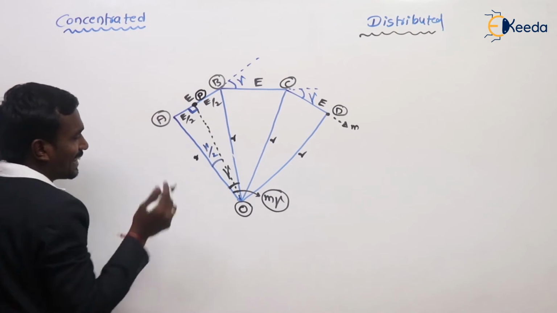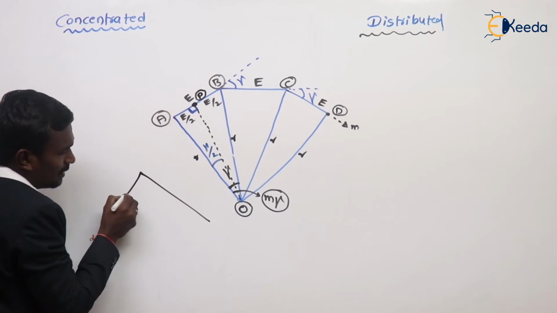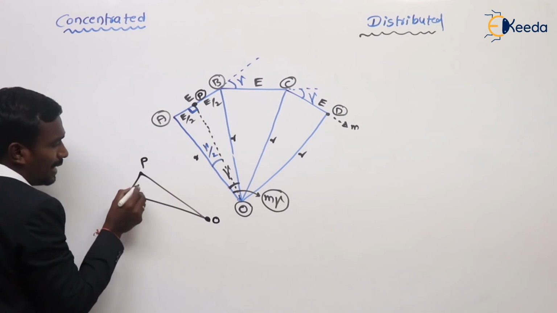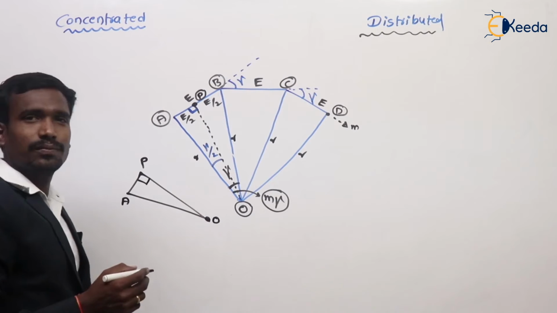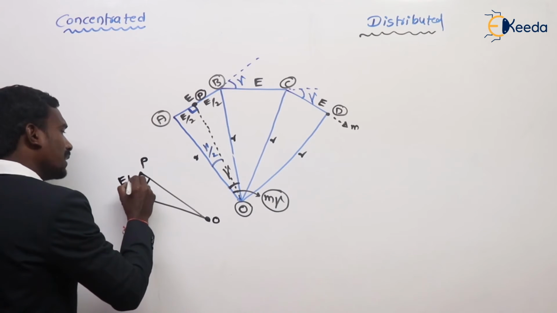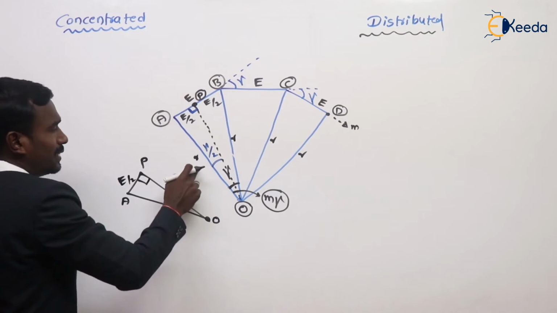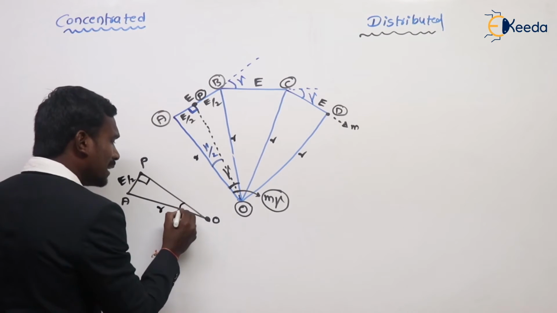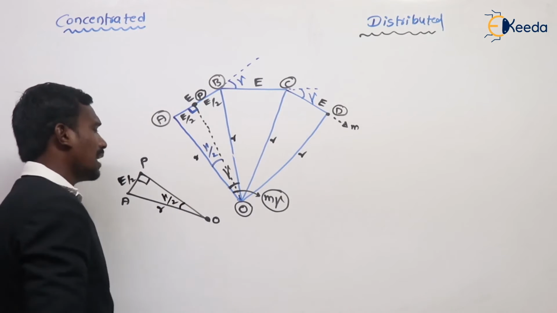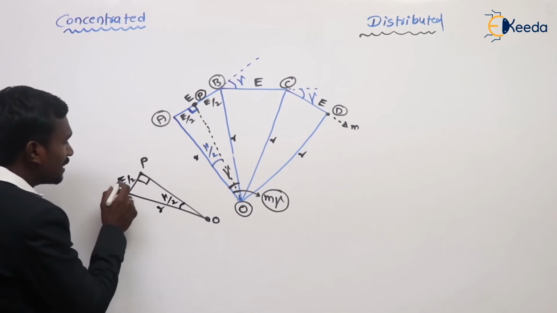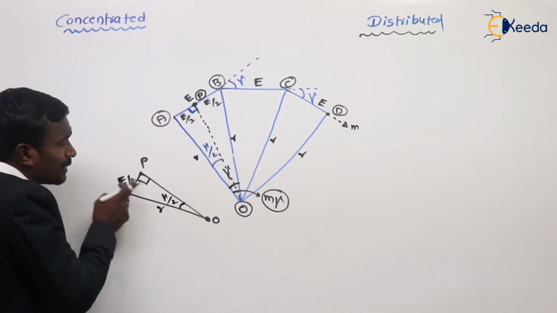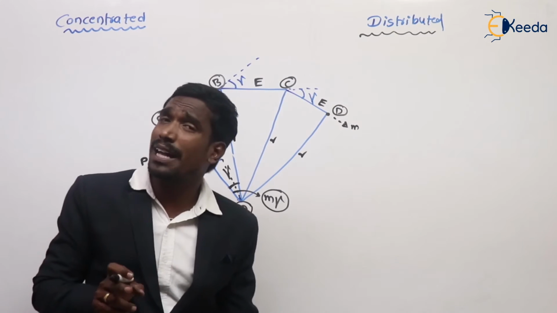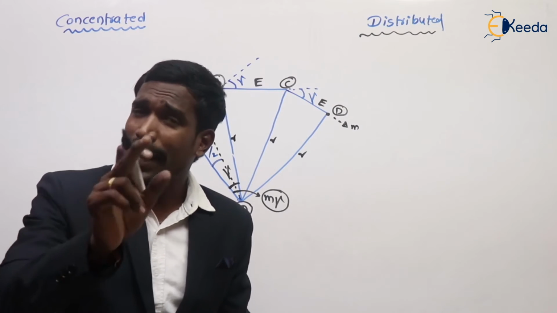Now take this triangle O, P, A. Can you tell me what this value is? This value is E by 2 and this value is R. We don't know this value, no need of that. And this angle is gamma by 2. I want the EMF, nothing but the opposite side. The opposite side belongs to sine theta or cos theta? Very good, sine theta.